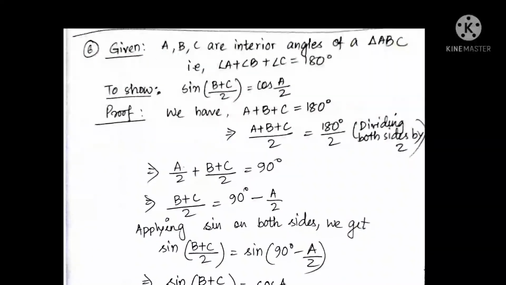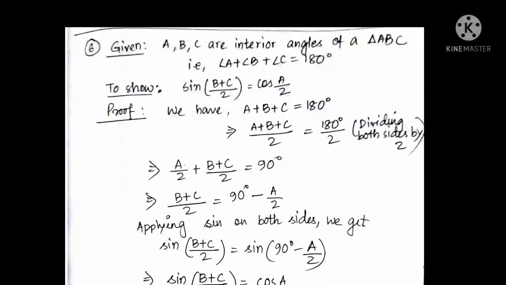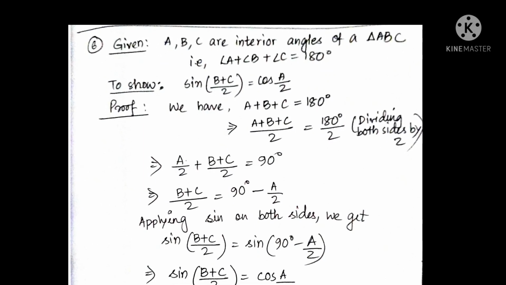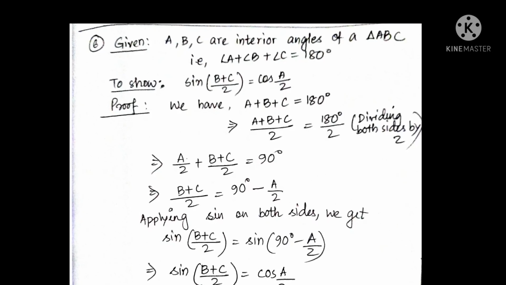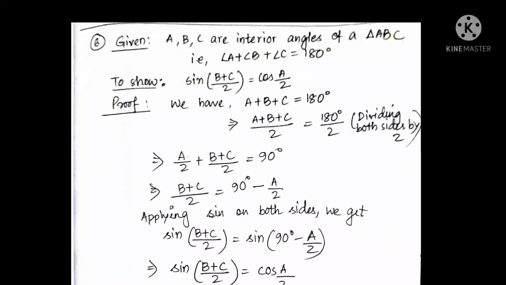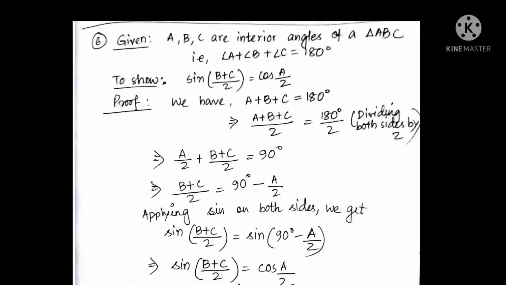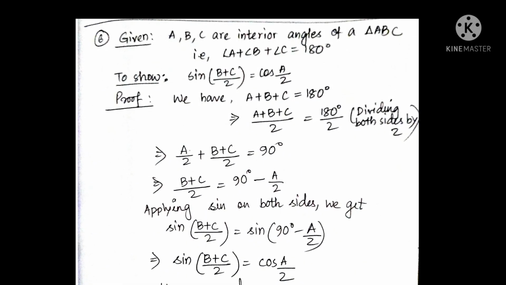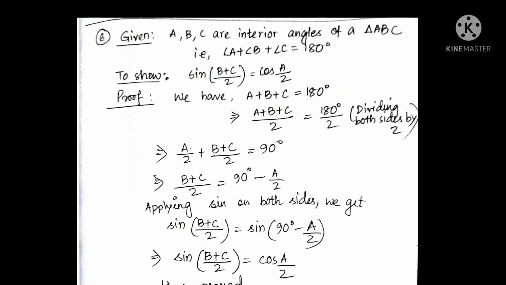So here I am applying sine on both sides. So we will get sine B plus C by 2, and then in the right hand side sine 90 degree minus A by 2. So in place of sine 90 degree minus A by 2, we can write cos A by 2. As we know, sine 90 degree minus A is equal to cos A. So hence this is proved.